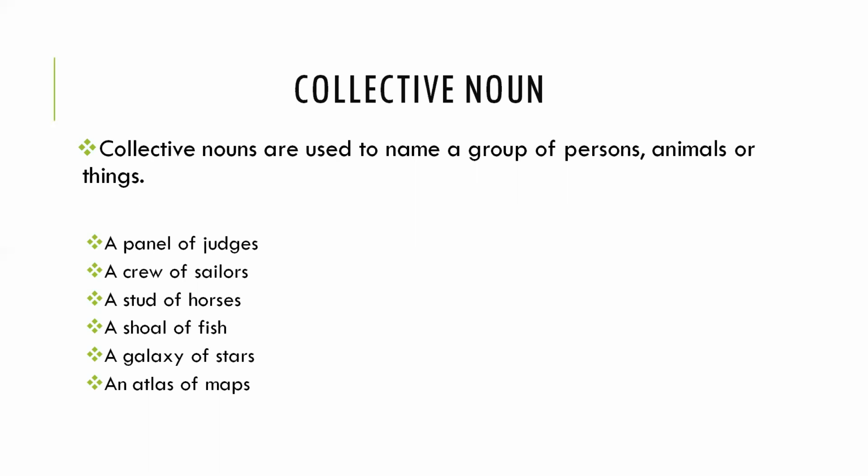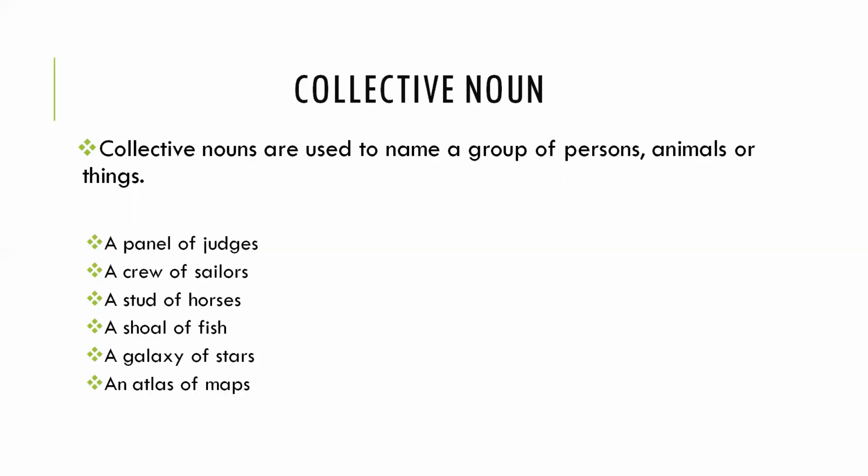It comes in animals, a stud of horses, a shoal of fish. बहुत सारी मछलियां एक जगह पे हैं, उसको हम कहेंगे a shoal of fish. A galaxy of stars, and an atlas of maps. बहुत सारे मैप्स, डिफरेंट चीजों के मैप्स हमारे पास जब होते हैं तो उसको हम कहते हैं atlas. We also studied it in our school time, atlas, a book of maps. So this is collective noun.